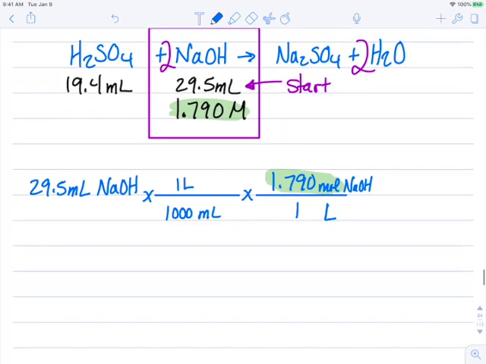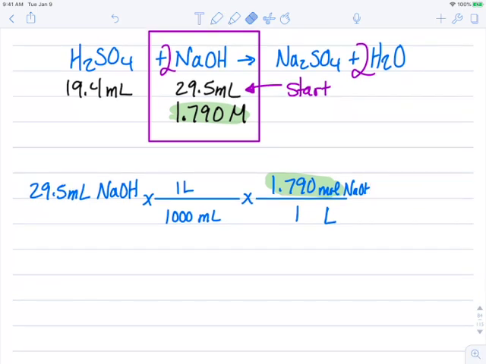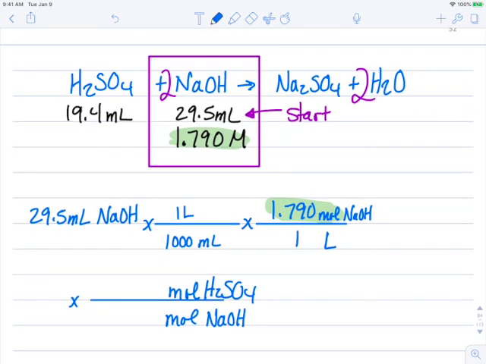Okay, so right now we have moles of NaOH. Let me actually move to the next one here. But we really want moles of sulfuric acid. So let's start with the moles of NaOH. What number am I going to put in front of moles of NaOH? Excellent.